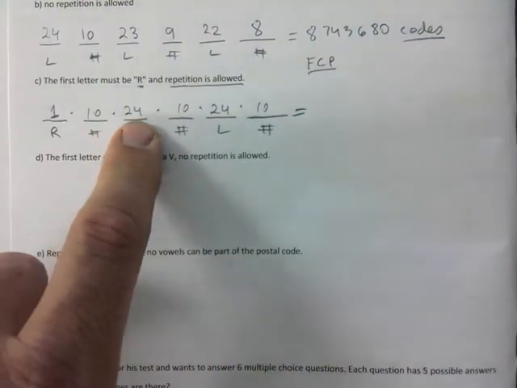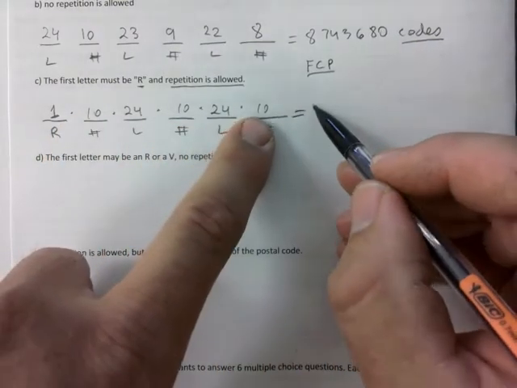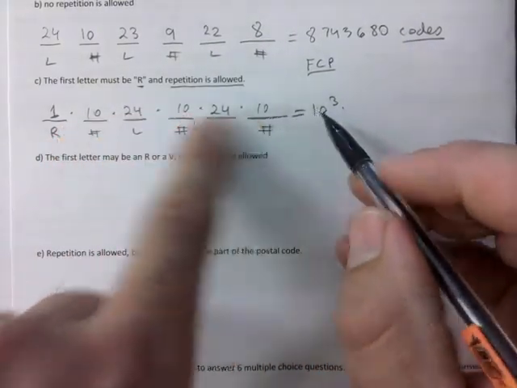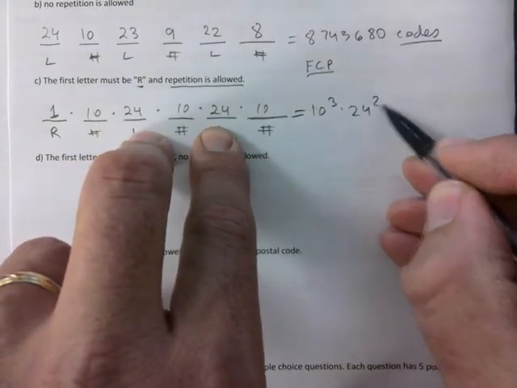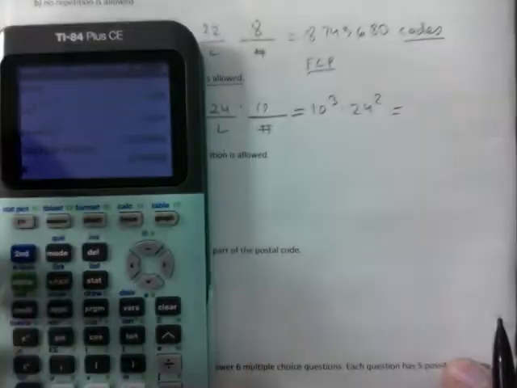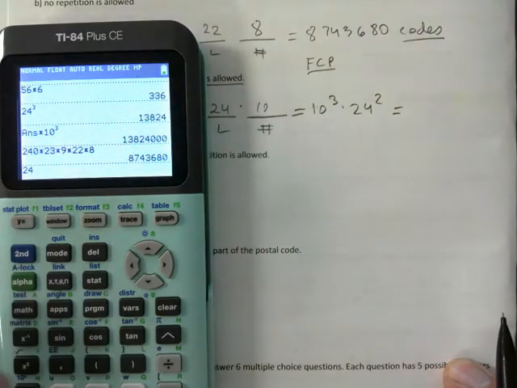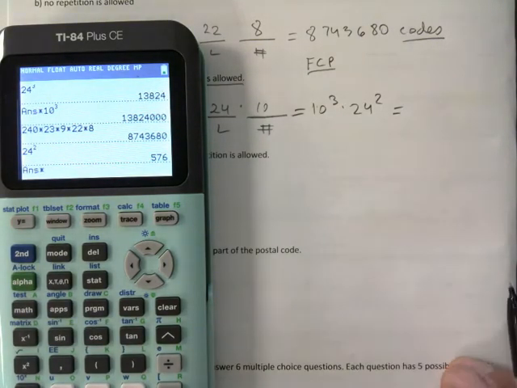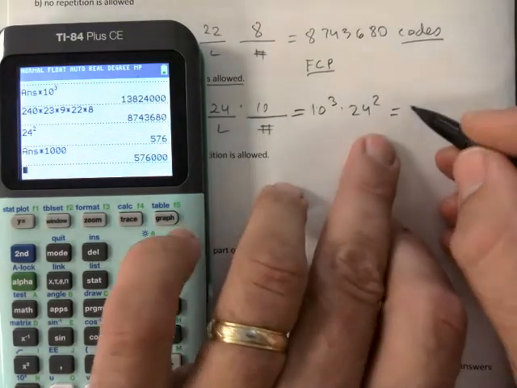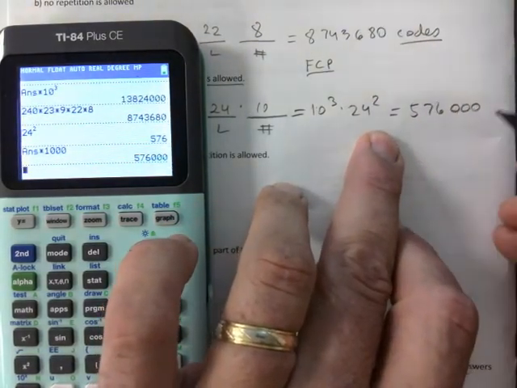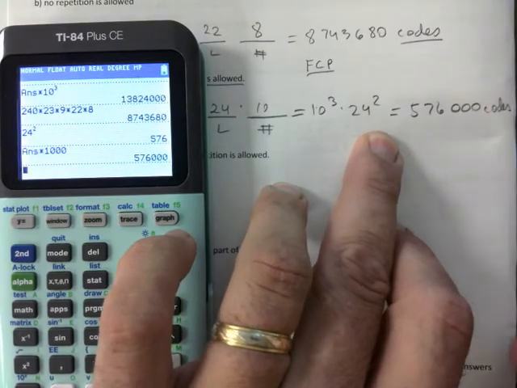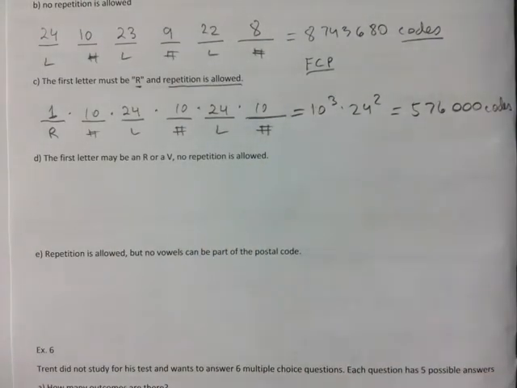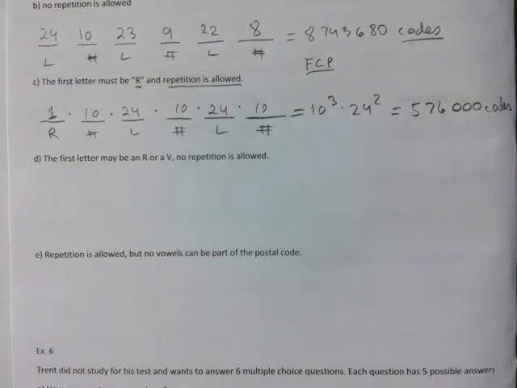Anyway, so we've got 24, 10 cubed, right? You've got 3 10s and 2 24s. Okay? So you go 24 squared, right? Times 1,000 or 10 cubed. So that's 576,000 codes can be made if that would be a restriction. So a lot of the postal codes in Winnipeg start with an R, correct? Almost all of them. So for Winnipeg, for Manitoba, it's down to this many codes.